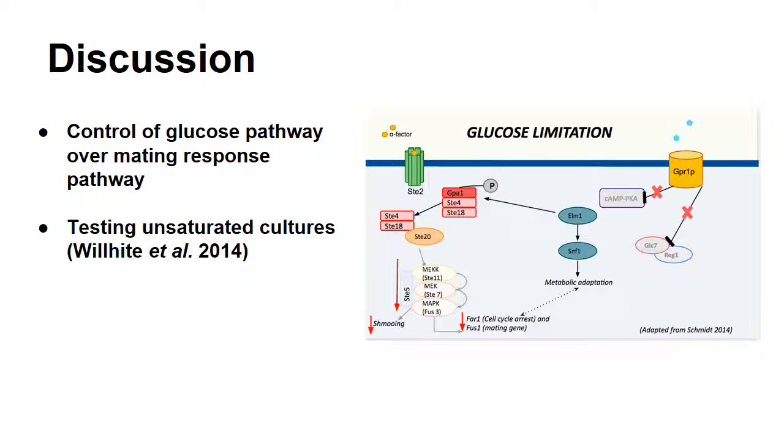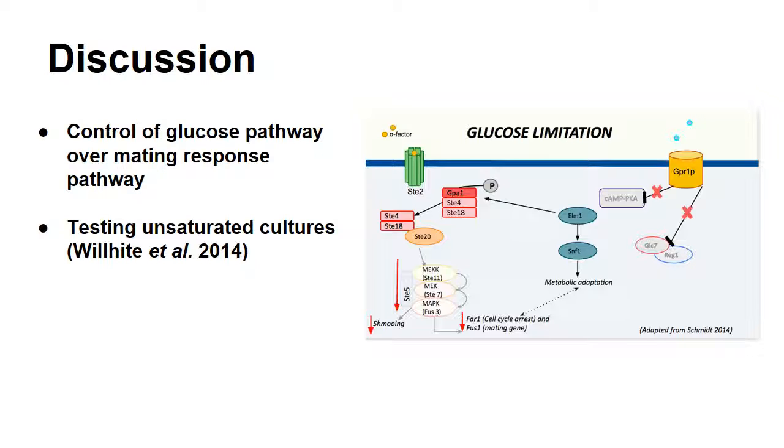At first glance, these results would seem to provide support for the notion that the glucose response pathway exercises control over the mating response pathway in yeast and confirms the findings of the study conducted by Wilhite. However, we altered the experimental design because we felt that these researchers, using saturated cultures, did not eliminate the possibility of other variables from producing the observed decrease in schmooing and FUS1 transcription.